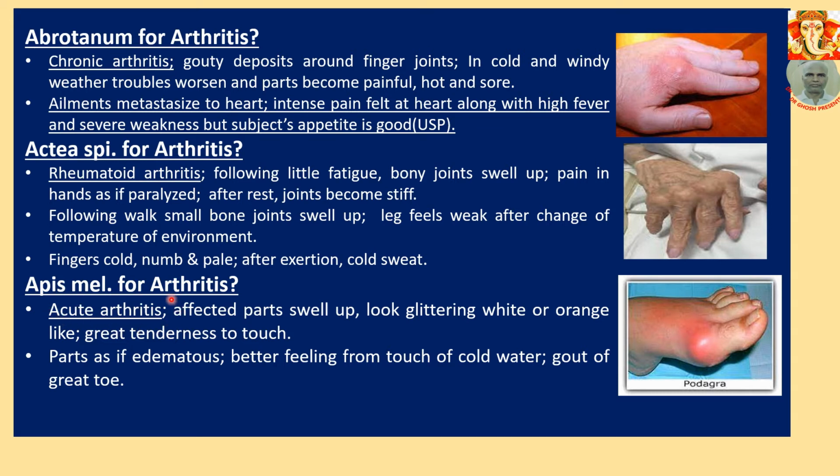Epistemology of arthritis, acute arthritis. I have already told you the situation is important. This is acute. This is rheumatoid. This is chronic. You cannot give it for chronic arthritis. No. This is always for acute arthritis. Affected parts swell up, look glittering white or orange-like. Take the picture. Great tenderness to touch. Parts as if edematous. Gout, bitter feeling from touch of cold water. Gout of great toe. Relieving podagra. Podagra is gout of the finger joint, first toe. This is called podagra.